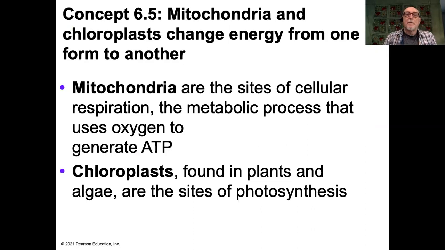Okay, let's talk about these two really important organelles, the mitochondria and the chloroplasts. Mitochondria and chloroplasts differ very much from one another, but they are both concerned with energy transformation. And the first one that we'll talk about, because it occurs in most eukaryote cells, in both animal cells and plant cells, is the mitochondria. These are the sites of a particular process called cellular respiration. Now, cellular respiration is not breathing in and out.